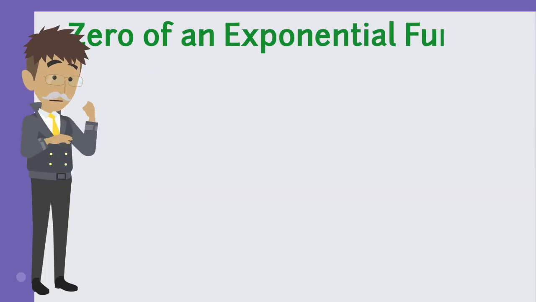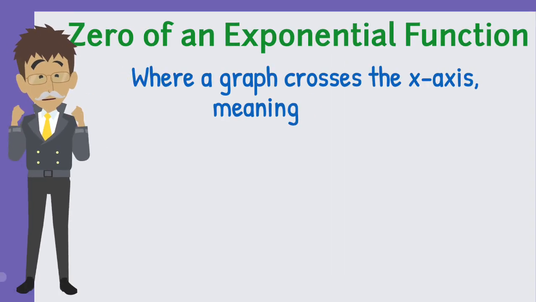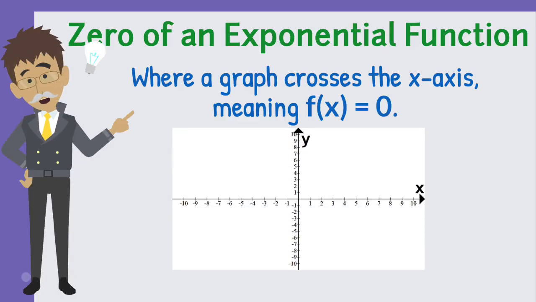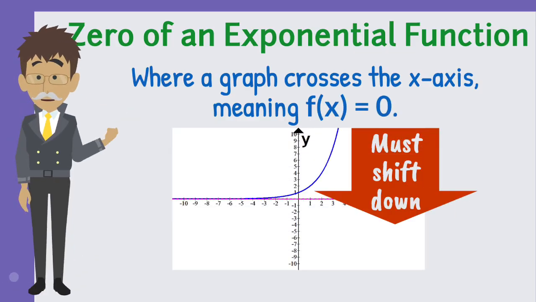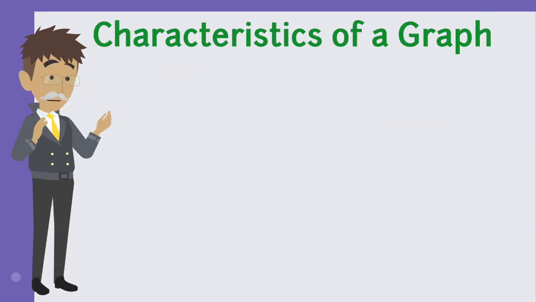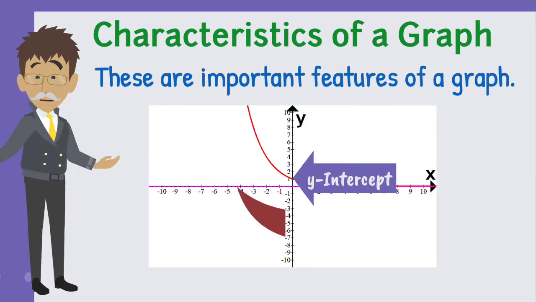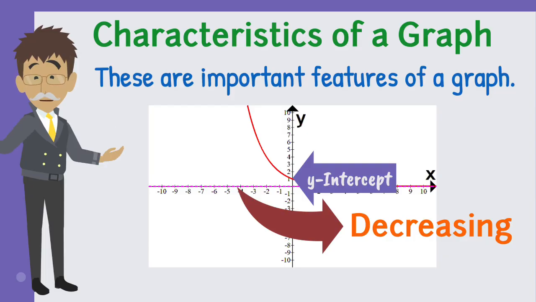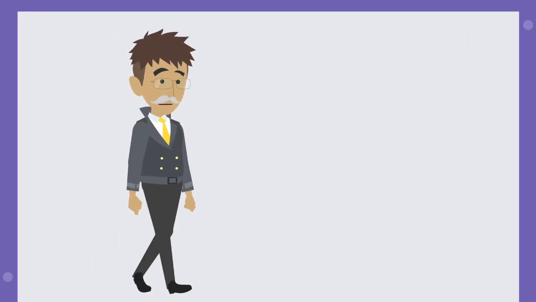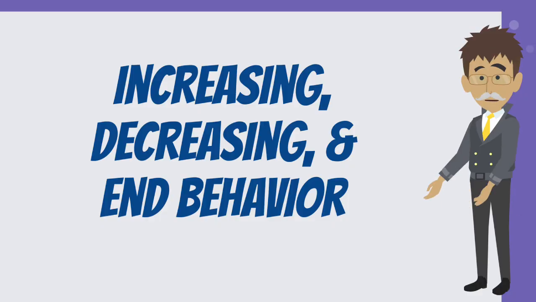Zero of an exponential function. Where a graph crosses the x-axis, meaning f of x equals 0. Unless the graph has a vertical shift, an exponential function does not usually cross the x-axis. Characteristics of a graph. These are important features of a graph. This includes intercepts, shape, and direction. Looking at how a graph moves helps us predict what will happen in the future. This is useful when modeling money, populations, and technology growth.